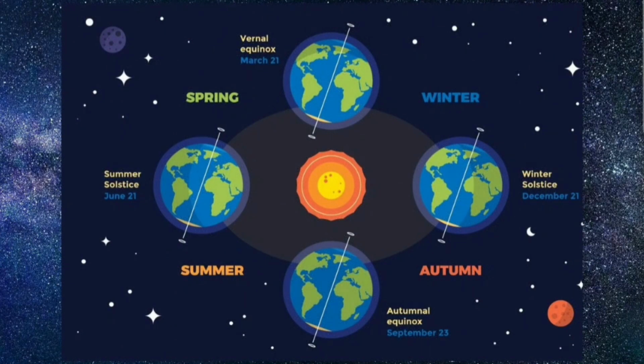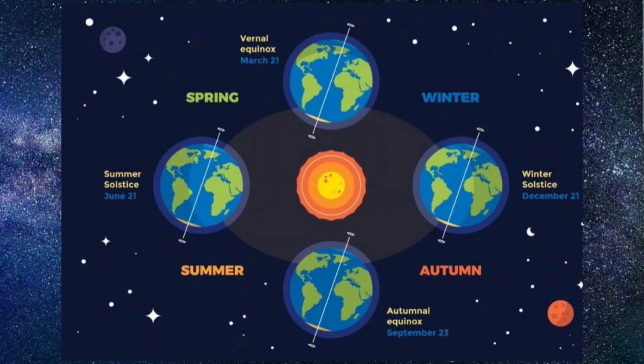Now, let's talk about seasons. Seasons are basically one of the four periods of the year: spring, summer, autumn, and winter. It is basically a special part of the year where each one has its own kind of weather due to Earth's tilt. Now, why do seasons even happen?